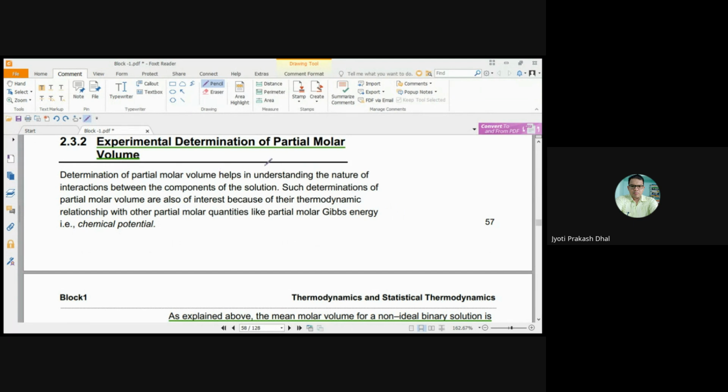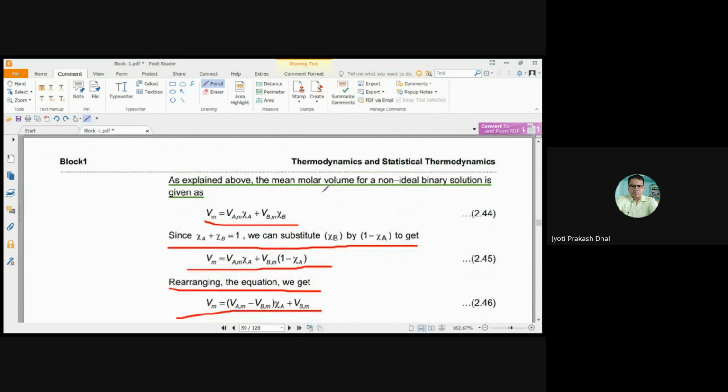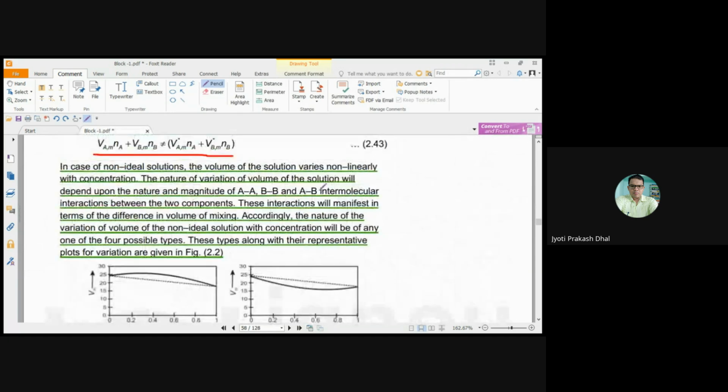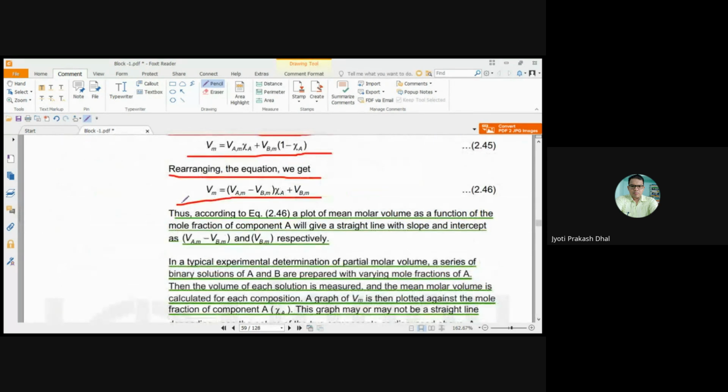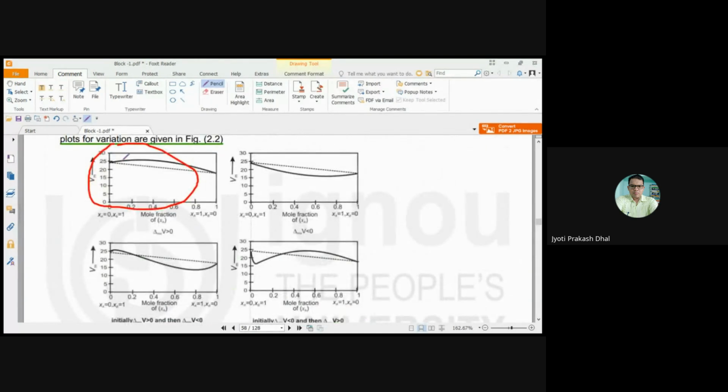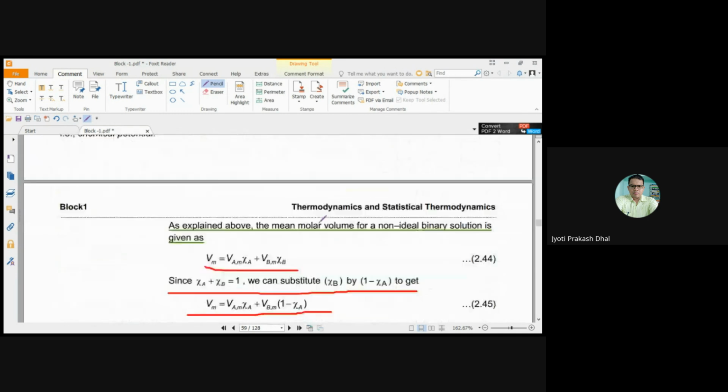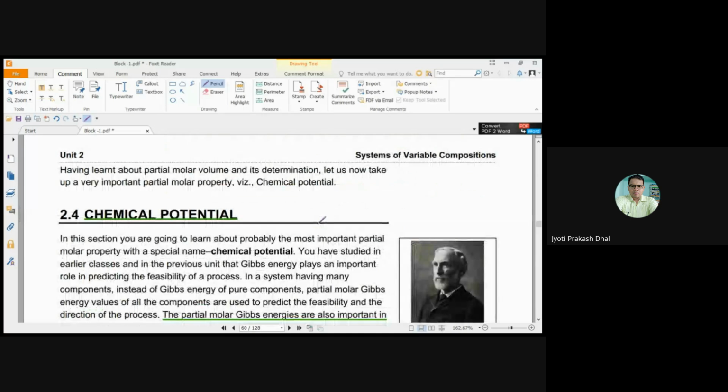Now coming to the experimental determination of partial molar volume. The partial molar volume can be experimentally determined using these graphs. If the graph is a straight line, then you can easily use the y equals mx plus c form, and from that value you can find the partial molar volume. But if the graph is a curve, with positive deviation or negative deviation, then in that case you have to take the tangential value. From the tangential value you can calculate the partial molar volume.